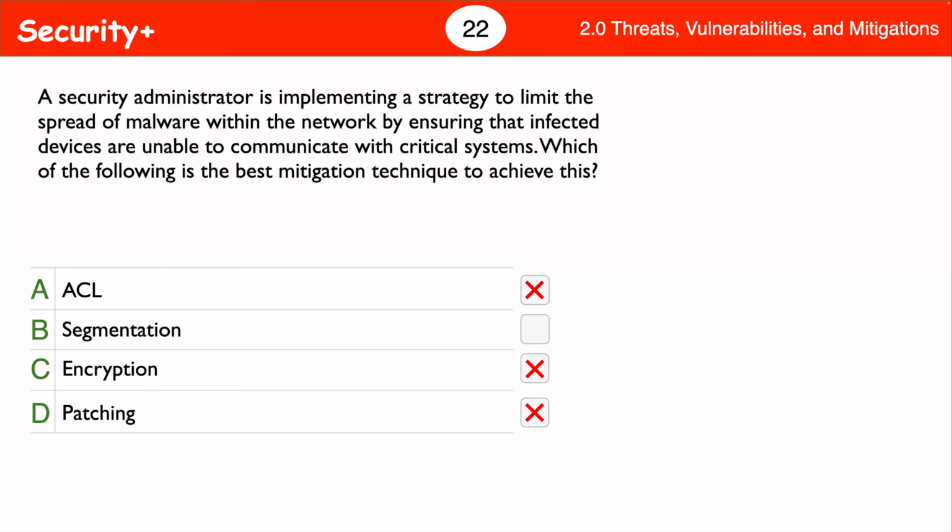And that leaves us with the answer for this question, which is B, segmentation. Segmentation divides a network into isolated sections, which helps prevent malware from spreading freely.